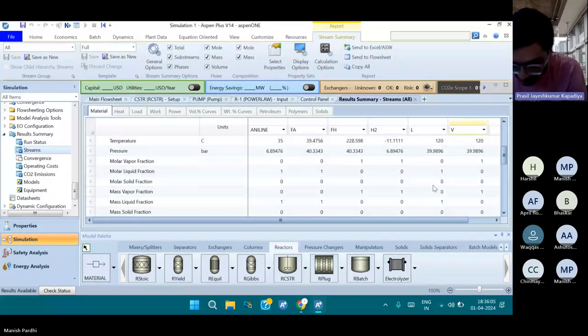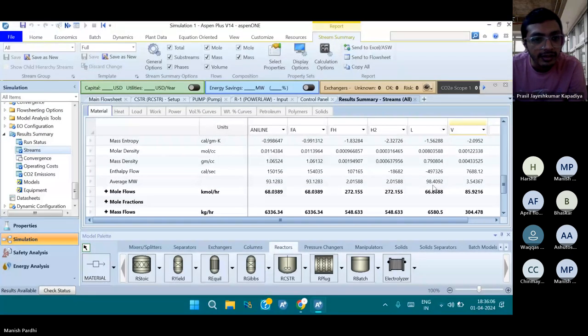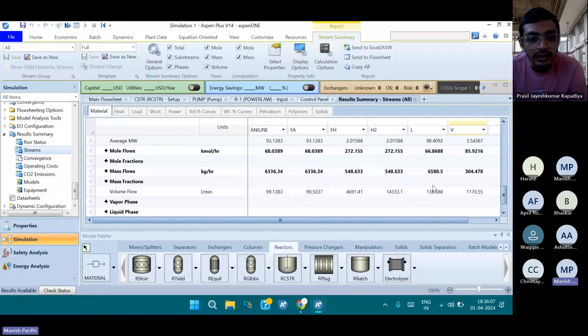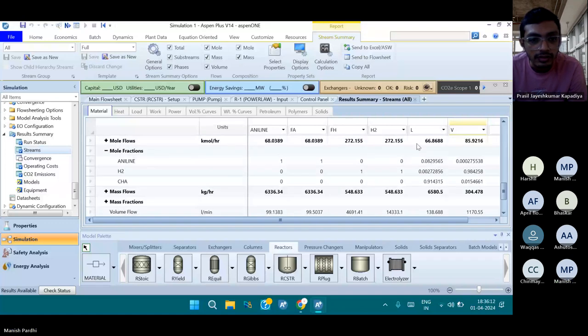Okay, let's check the mole fraction that you are getting. Okay, so you are getting 98% hydrogen in the vapor phase, that is unreacted. And in the liquid phase, you are getting 91% cyclohexylamine. Just give me a minute and let me check with my results, and I will let you know. So I am getting a mole fraction of 91%. Yeah, this is correct.